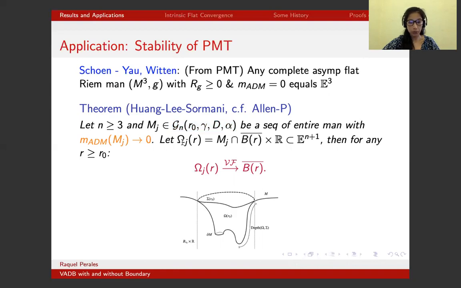So what we are going to do is we have our manifold Mj, and we intersect it with a cylinder in Euclidean space of dimension n+1. So that region omega j looks like in this picture. So this is the part in which I intersect with a big cylinder, well, with a cylinder of radius r. And then this type of regions will converge to a ball in Euclidean space.